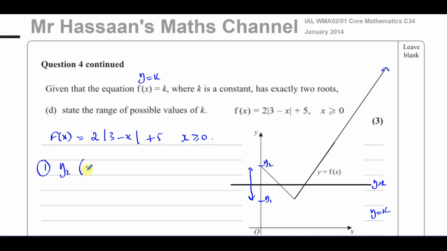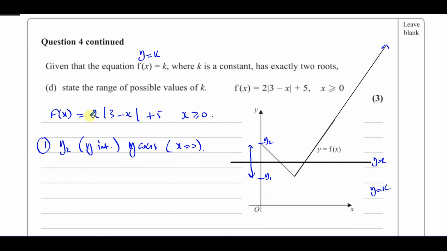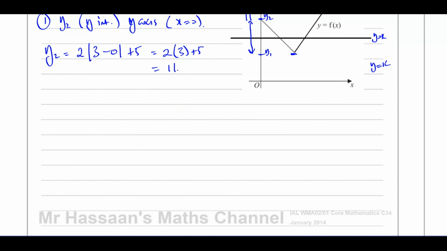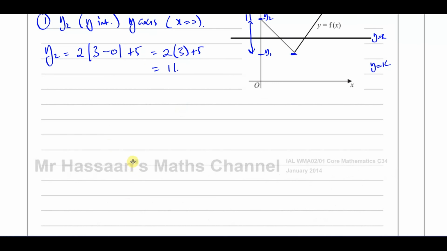That's called the y-intercept. Now the y-intercept is on the y-axis, and on the y-axis we know x equals 0. All right, and x can equal 0 here because it says greater than or equal to 0. So we're going to replace the x with 0. So we can say that y2 is going to be given by 2 times the modulus of 3 minus 0, plus 5, which is 2 times 3, plus 5, which is going to be 11. So this is 11. Okay, so that's the upper limit. And the lower limit is the y value of the vertex. How do we find the vertex of this type of graph? Well, it's pretty simple.